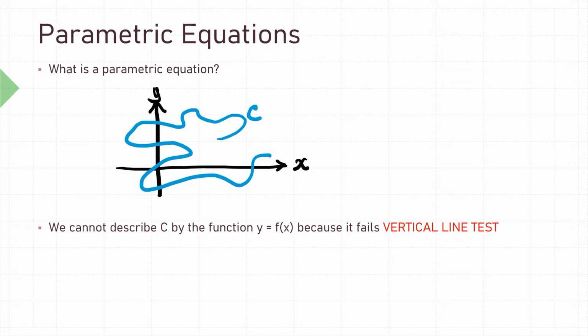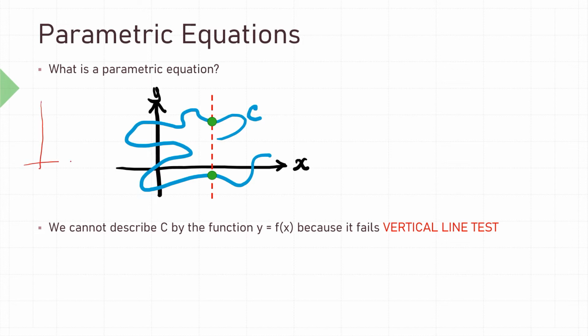What is a vertical line test? Suppose we try to draw the vertical line over that curve. We note that there are two intersection points there. For the function to be written as y equal to f(x), it should pass the vertical line test, meaning that it intersects at only one point.